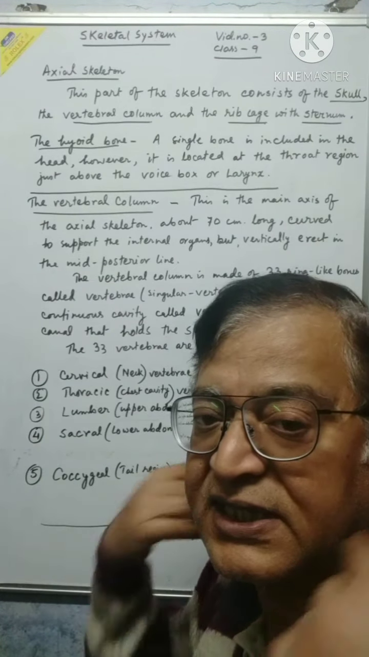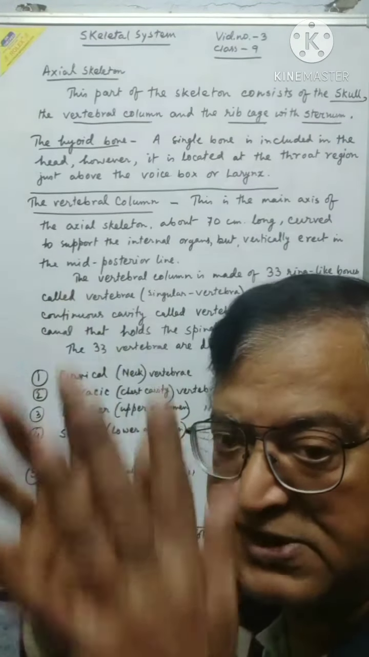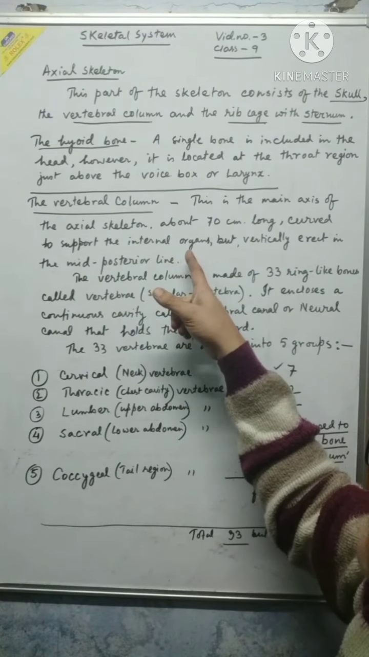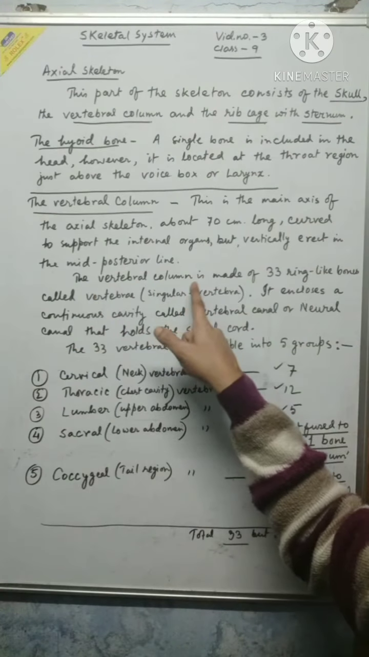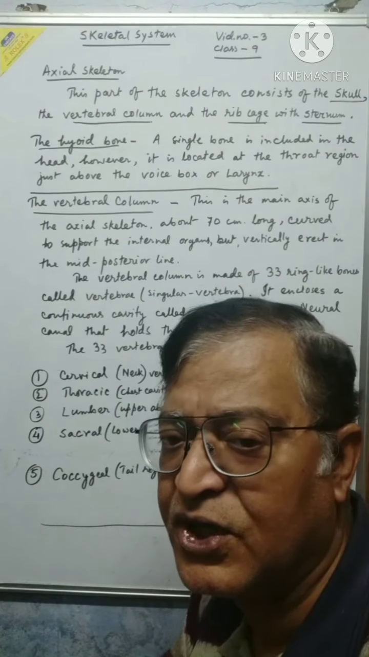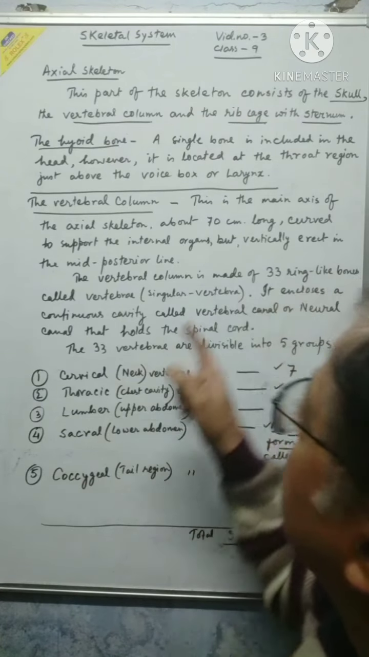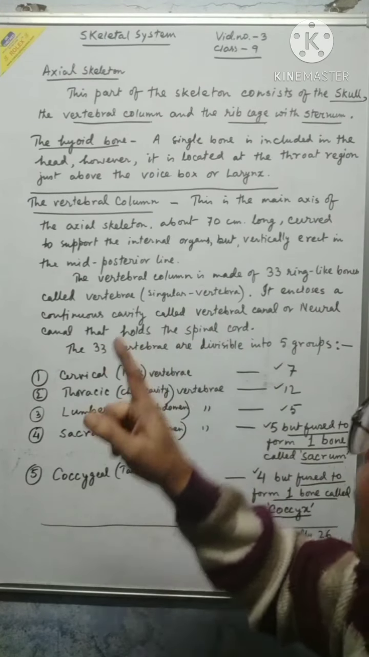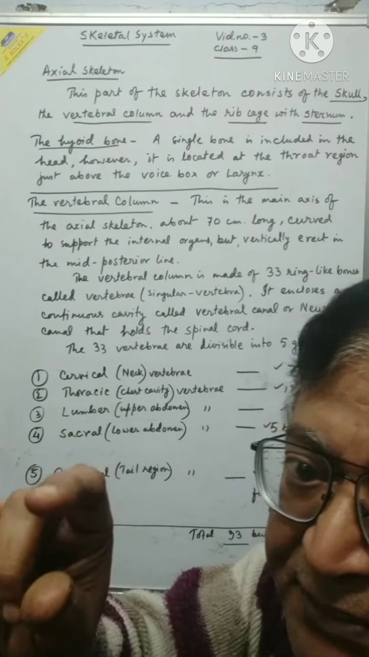So the backbone is present in the mid-posterior line, supports the whole physique of the body and the organs of the body. That's why it is slightly curved to hold them in position. The vertebral column is made out of 33 bones that you have studied in lower sections also. The total number of vertebrae in the vertebral column is 33. So 33 ring-like bones called vertebrae, singular vertebra. One bone that makes the column, one unit, is called a vertebra.